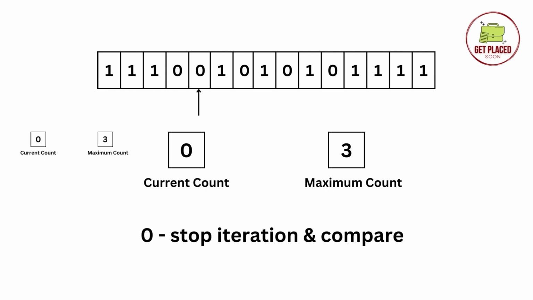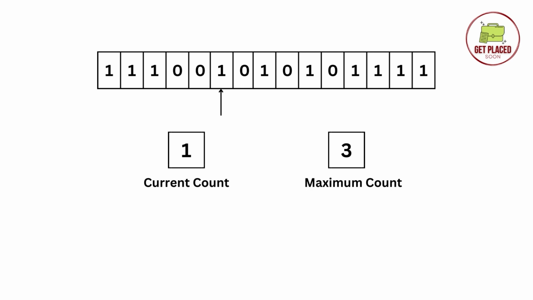Now moving ahead, we again got 0. On the left side, you can see the values before updation. So current count is 0, maximum count is 3. The maximum is at 3 only and current count value is 0 only. So we are doing nothing. We are moving ahead. Now we are starting the counter again.